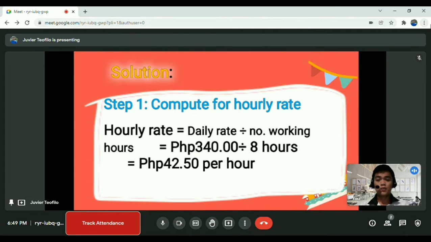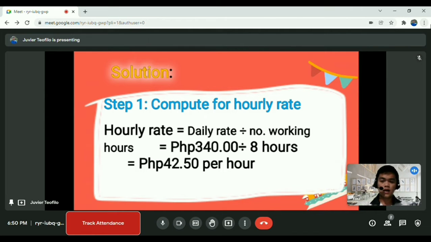Step 1, compute for hourly rate. Hourly rate is equal to daily rate divided by the number of working hours. So our daily rate in the problem is 340 pesos, and our number of working hours is 8 hours. Now we're just going to divide it. Then we have an answer of 42.50 pesos per hour. So this is our hourly rate. Please take note of this because this hourly rate would be used in step 2.